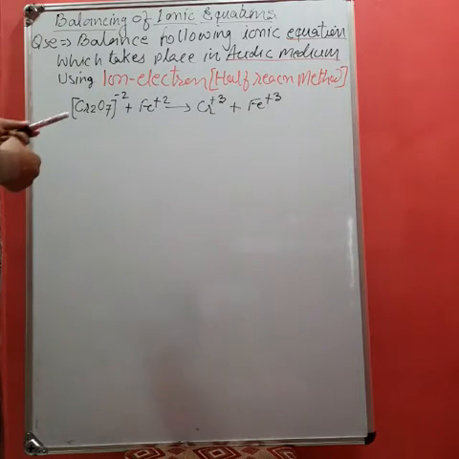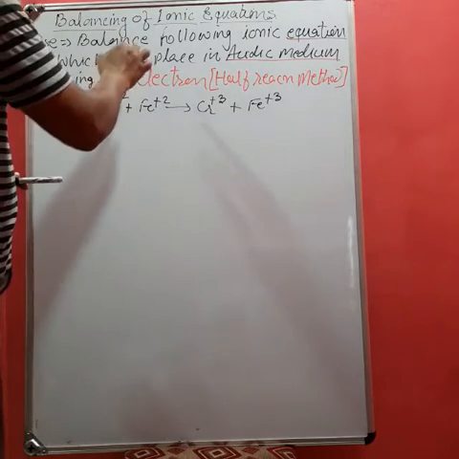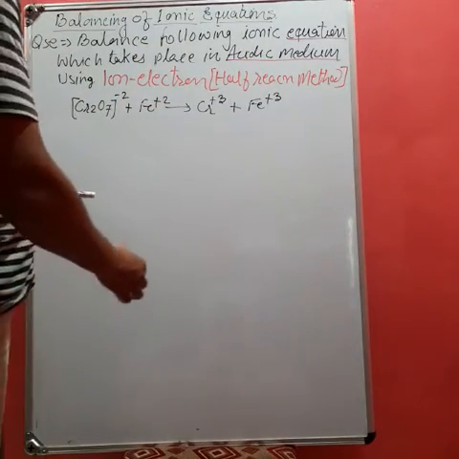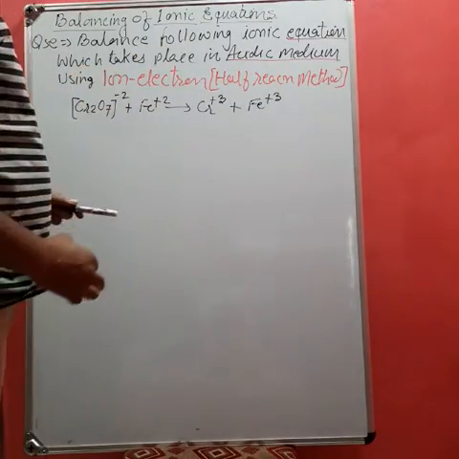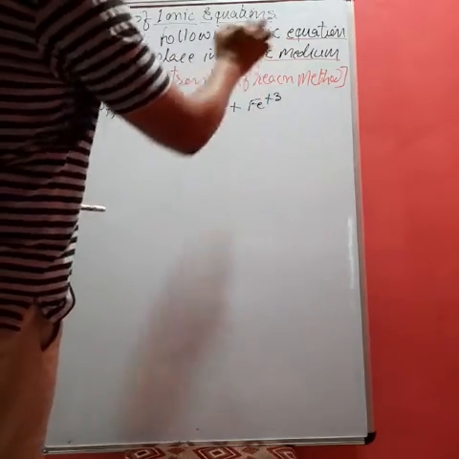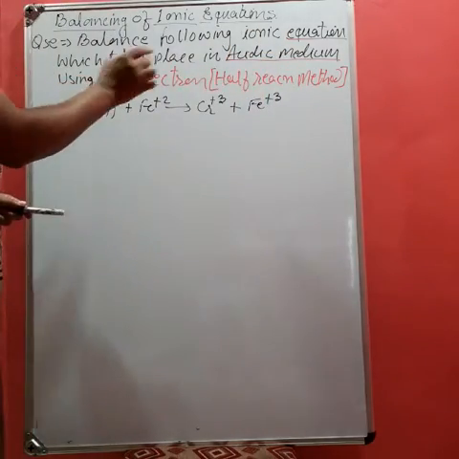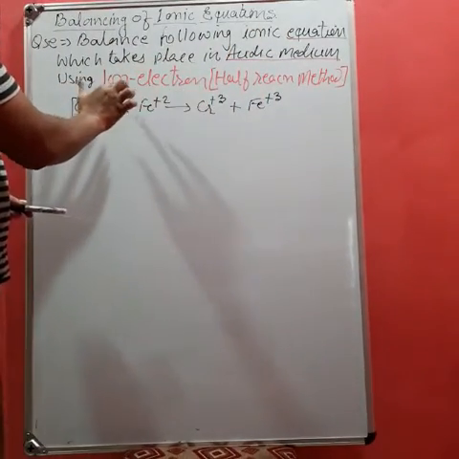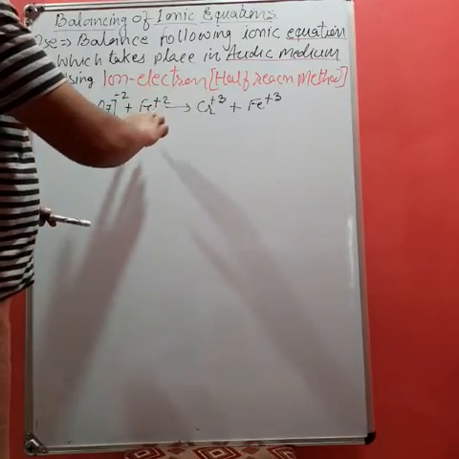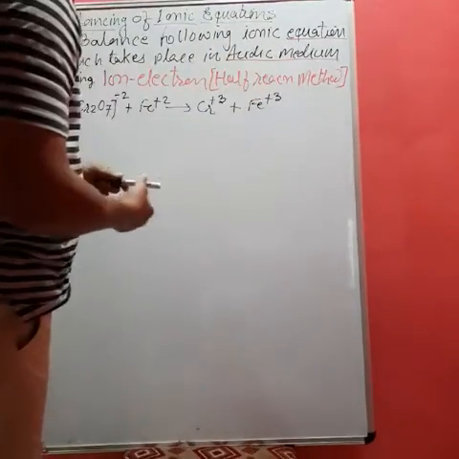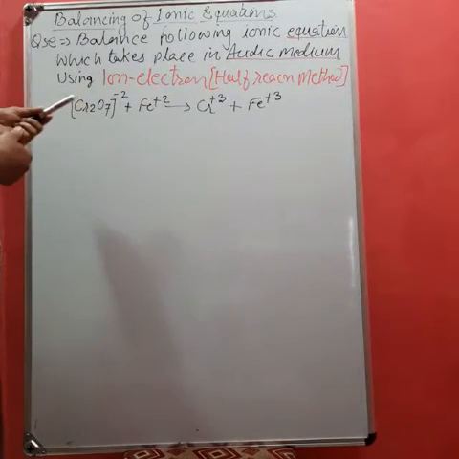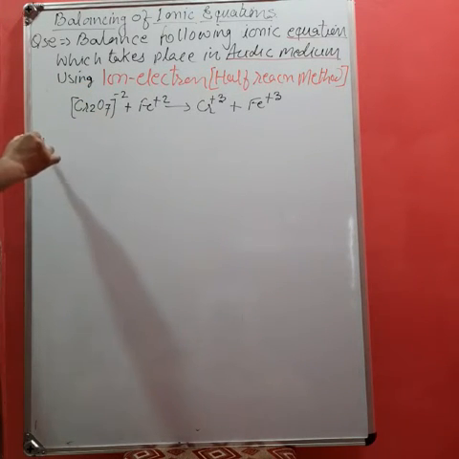Yes, student. Look at a new question. Balance the following ionic equation which takes place in acidic medium again, but now the method is changed. What? Ion electron method, which is also called half reaction method. Student, the question is given, the equation is given. What to do? We have to apply what?